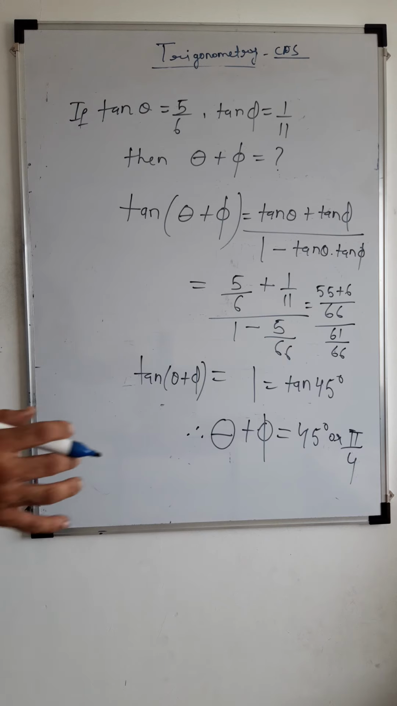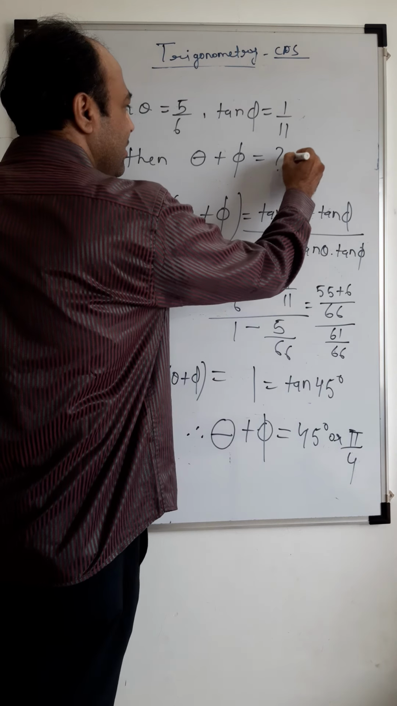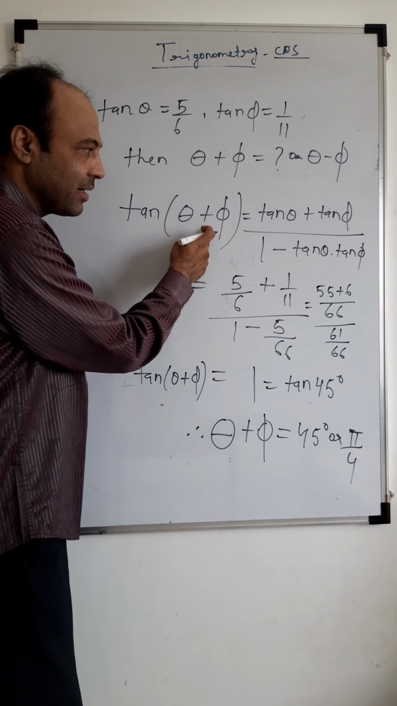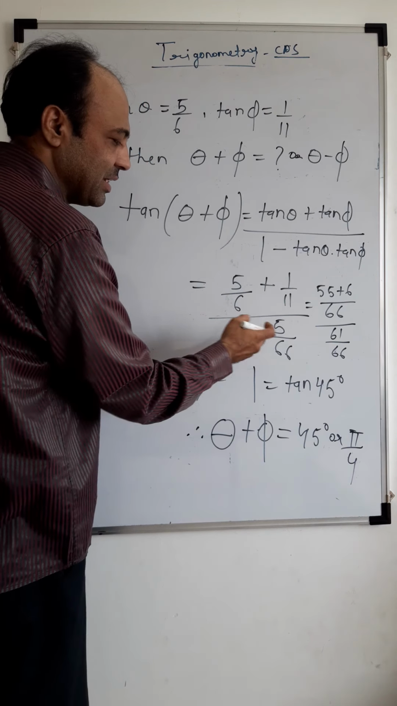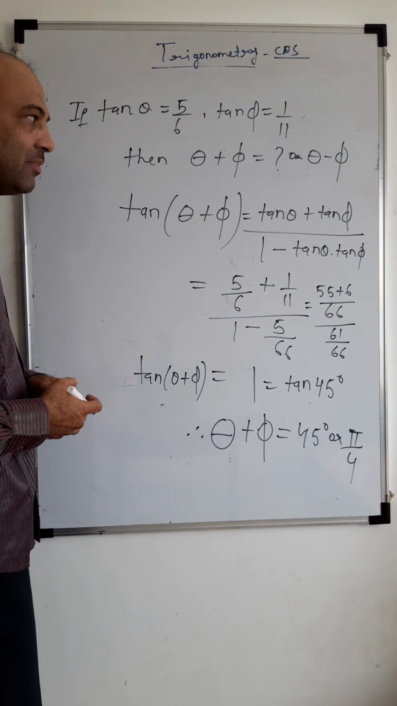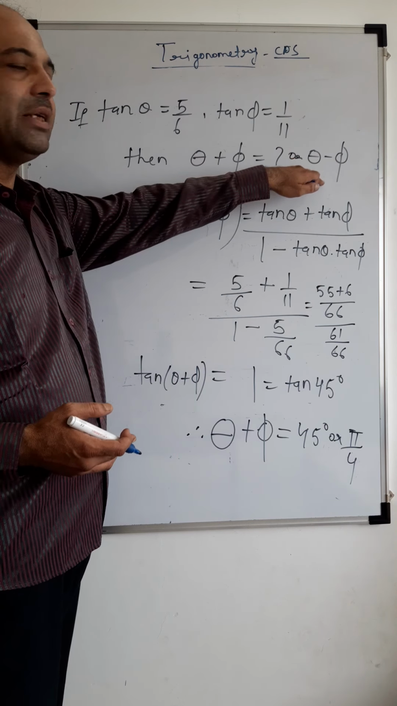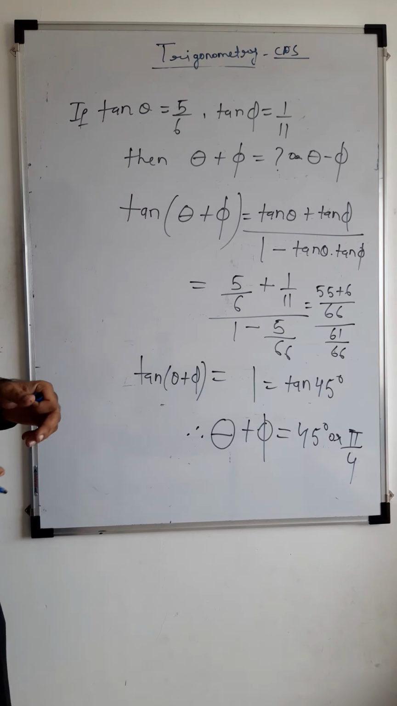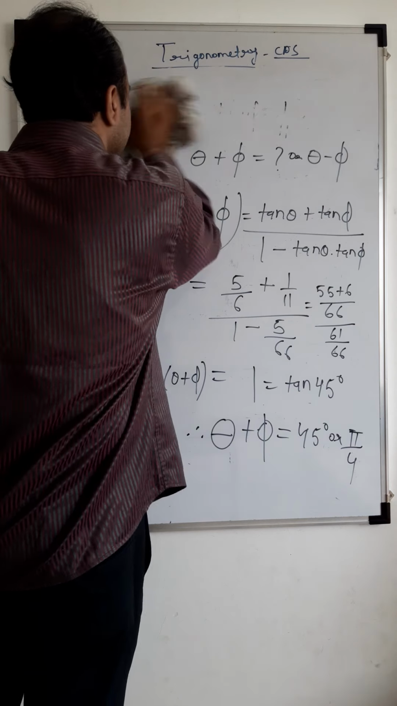Suppose in the same sum, if we have to calculate theta minus phi, then also we'll use the theta minus phi formula here. The minus and plus change, then you see what value comes. So theta plus phi or theta minus phi, you can calculate with the help of this formula: tan theta plus tan phi upon 1 minus tan theta into tan phi. So again the formula is important here. Now we'll see the next situation.